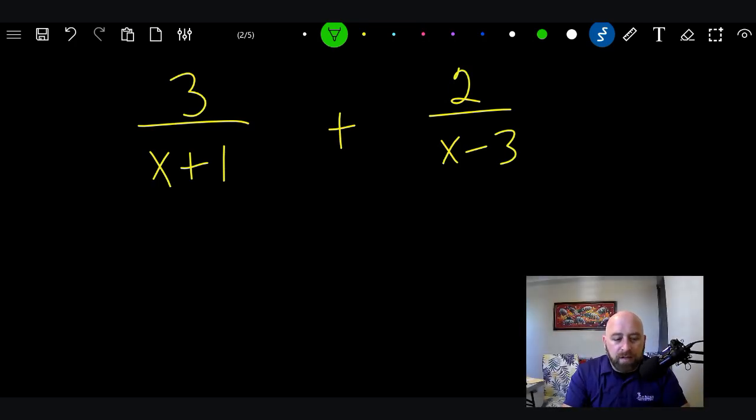All right, let's take a look at this next one. We have 3 over x plus 1 plus 2 over x minus 3. First thing we want to do is find the LCD, the least common denominator.